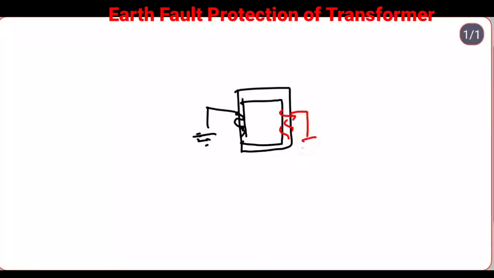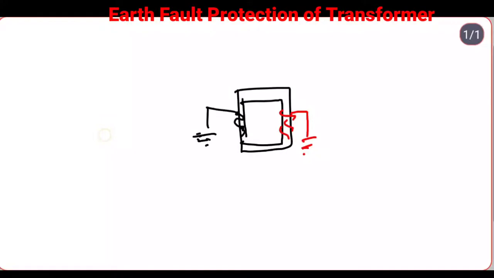The leakage current moves to the earth, which is less than the short circuit current. The earth fault may continue for a long time, and then it causes considerable damage to the transformer before it becomes a short circuit fault. Before it becomes a short circuit fault, we have to detect the earth fault and protect the transformer.